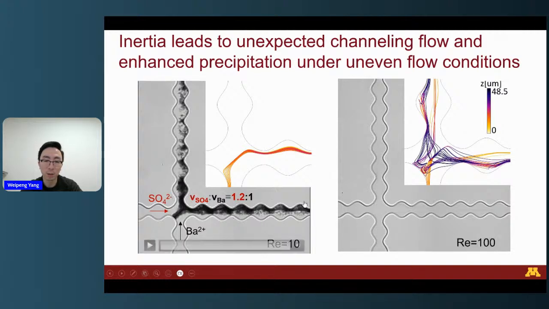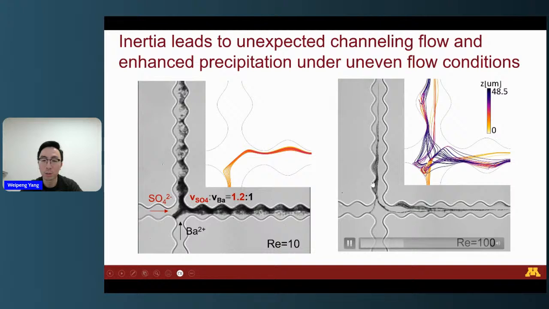But that's intuitive. What's interesting is for the high Reynolds number, you can see here, although the flow rate from the bottom is slower, we can still see this kind of flow bifurcation. The flow can effectively enter both downstream channels. So that can lead to a simultaneous enhanced precipitation in both downstream channels. You can see from the video. Yeah, that leads to enhanced precipitation both in the downstream and also at the intersection.